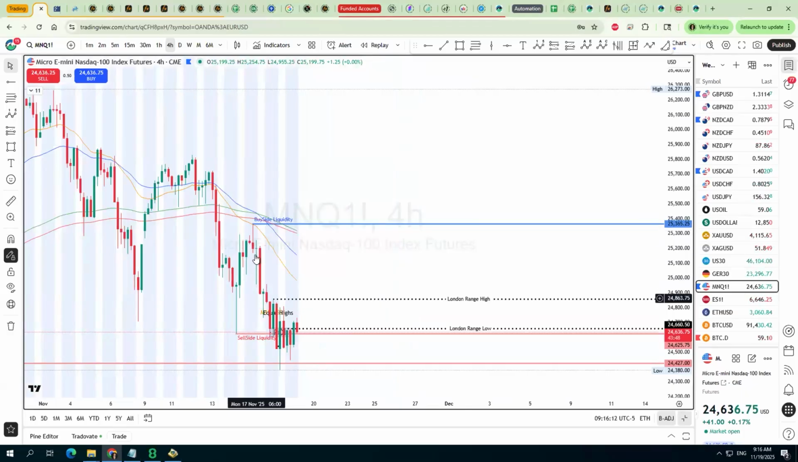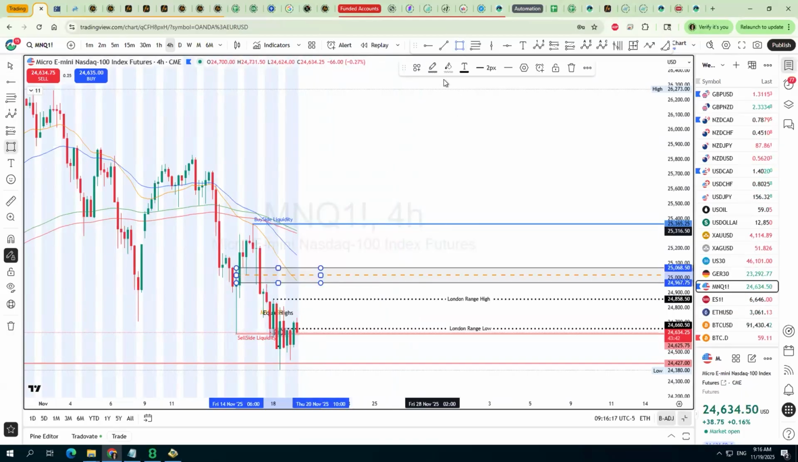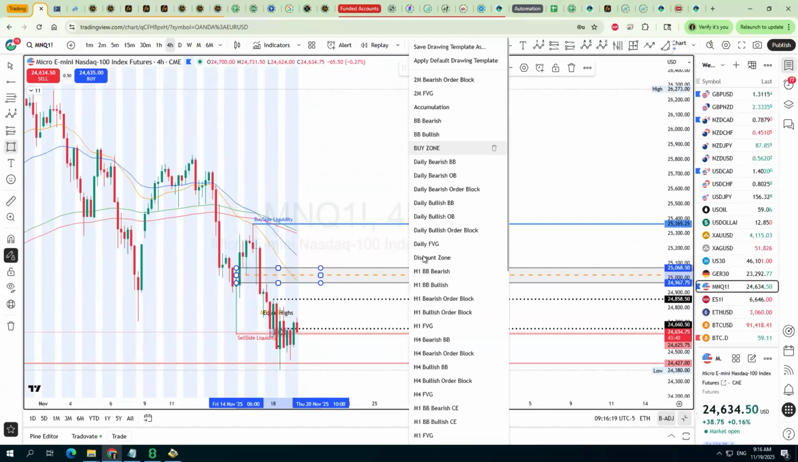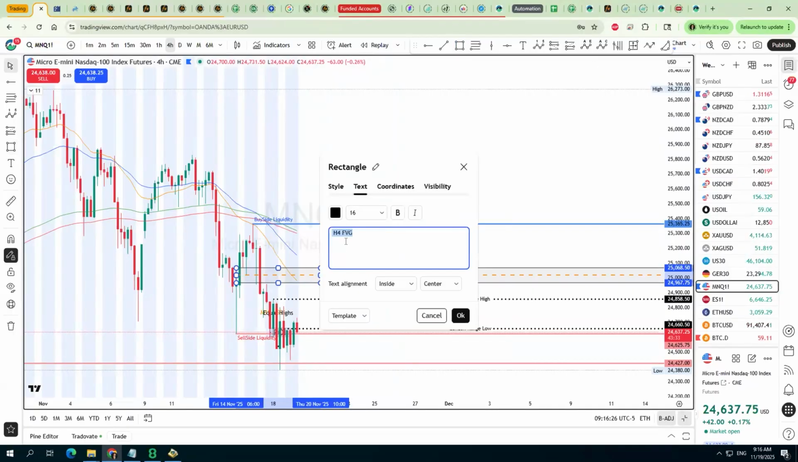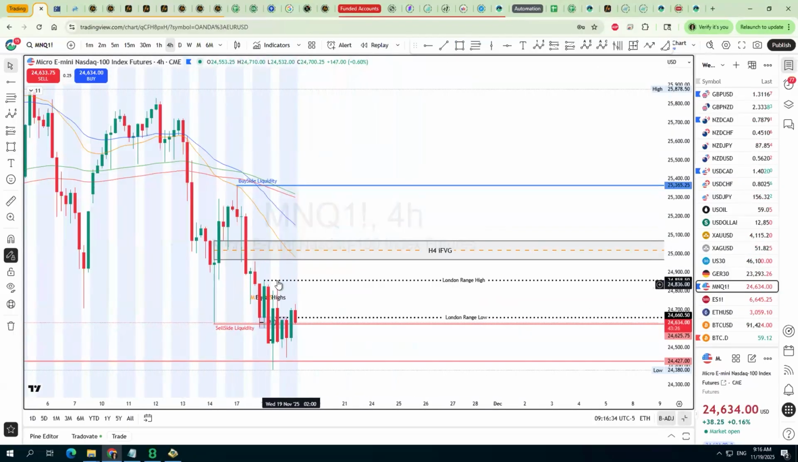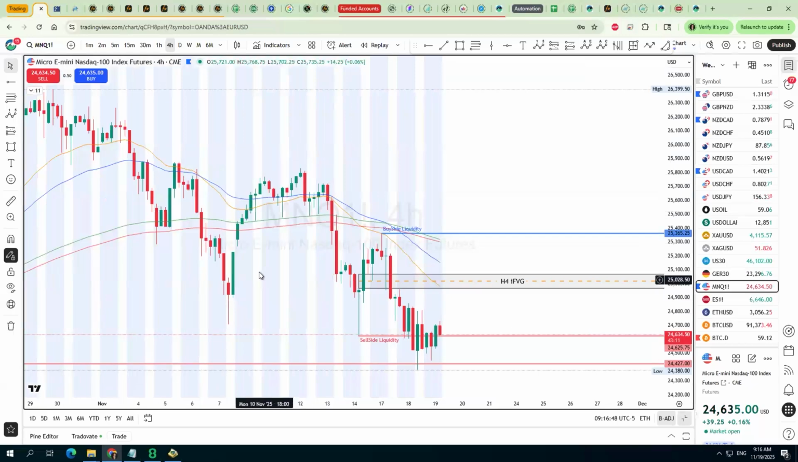I don't see a fair value gap sitting over here, but I have an inversion right there. That could become a resistance level for the market to come back and retest. And we're going to mark that off as an inversion right here. All right, now let's go to the London high and London low for the day. I'll do some housekeeping here on the charts.